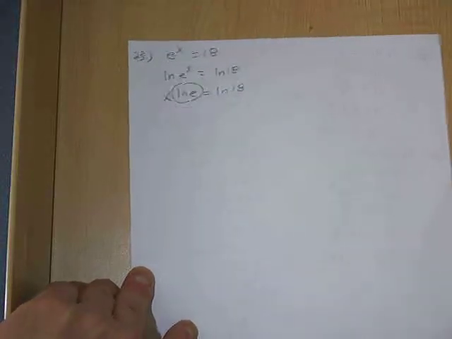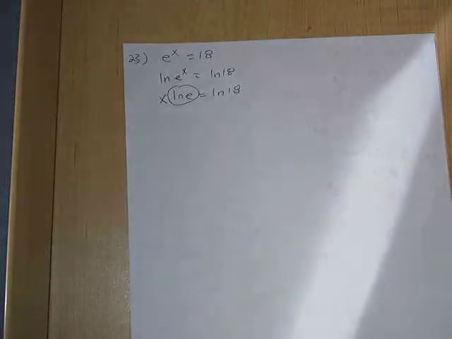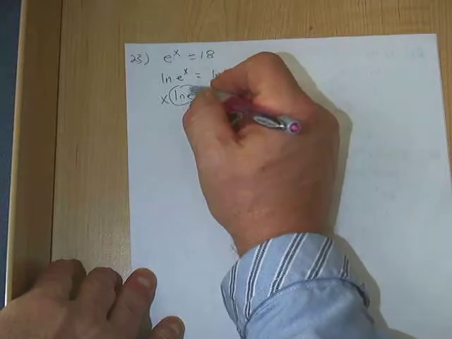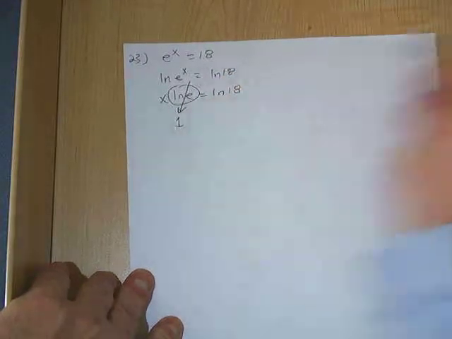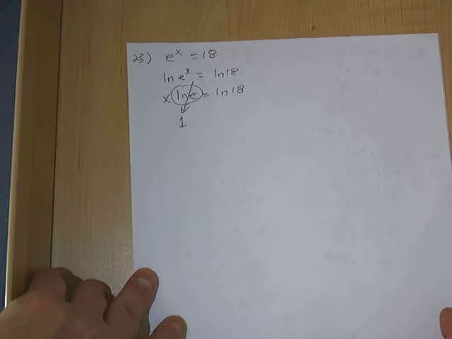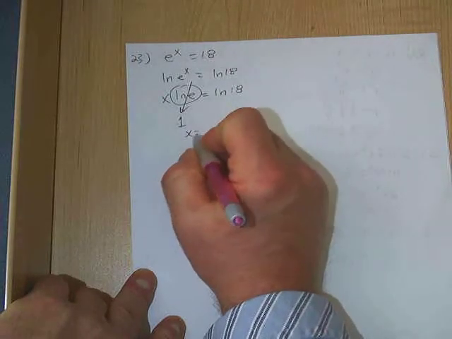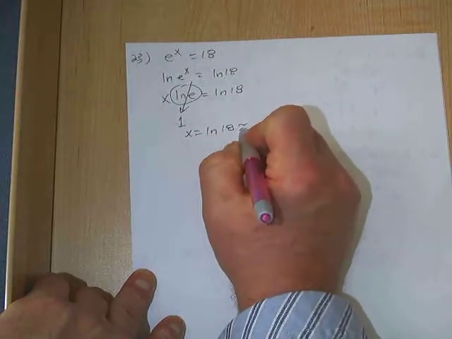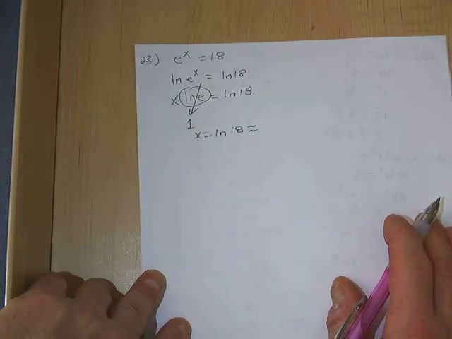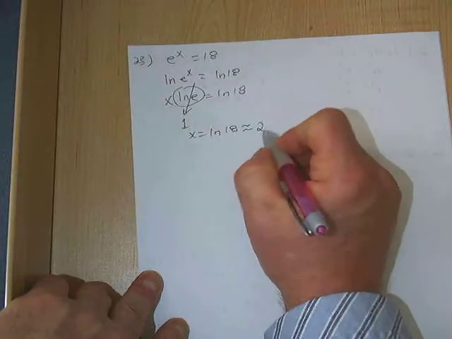And the natural log of e, and the reason you want to use the natural log when the base is e, is that the natural log of e is 1. So I'm left with x equals the natural log of 18, which equals approximately 2.890.